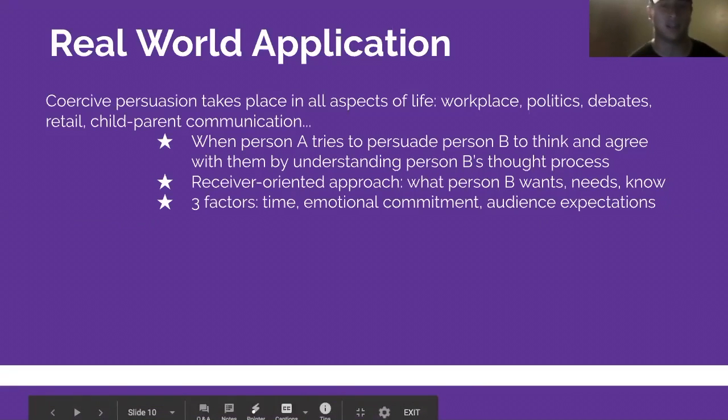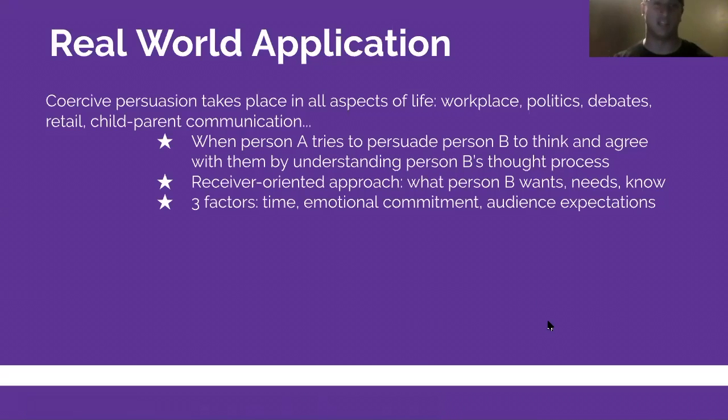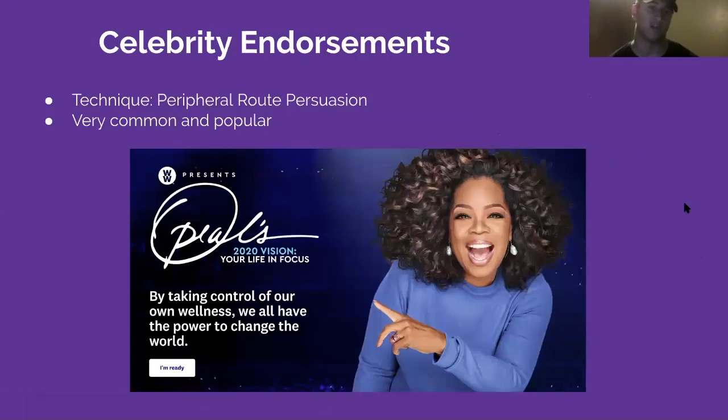Some factors to consider is that there's a certain window or time that the receiver has to process the message, or there's emotional commitment, like how willing is your receiver to be persuaded, and audience expectations, basically like what is expected of you as a persuader. Now Tiffany will share a few examples.